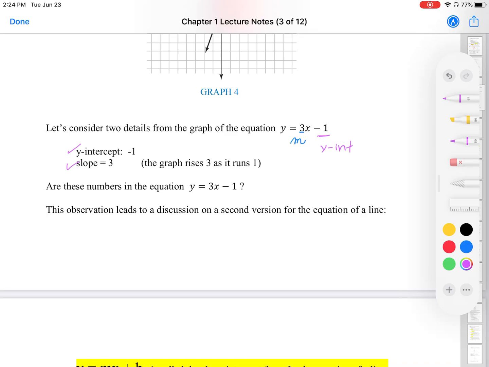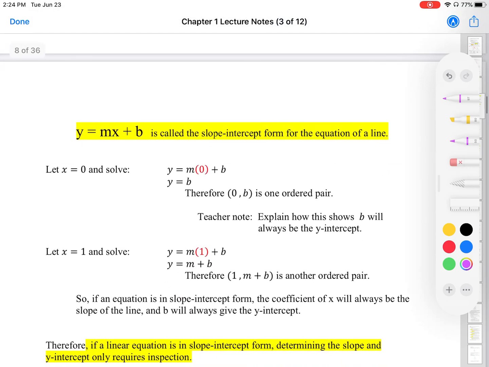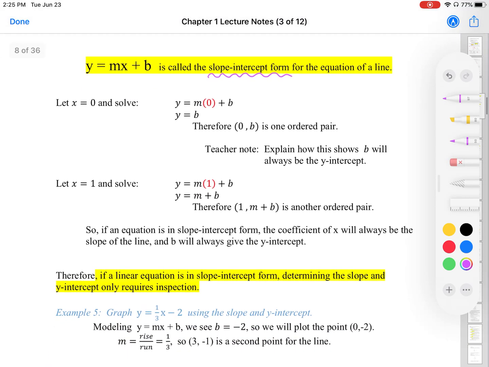This observation leads to a discussion on the second version of the equation of a line. y equals mx plus b is called the slope-intercept form of the equation of a line. Just like how we had standard form, we're going to add to our list slope-intercept form. Now this is very cool. It tells us our slope and it tells us our y-intercept.